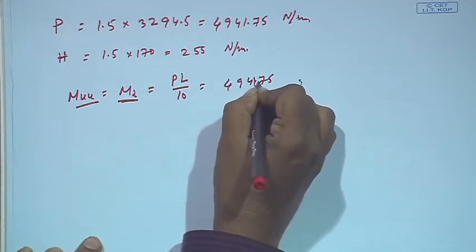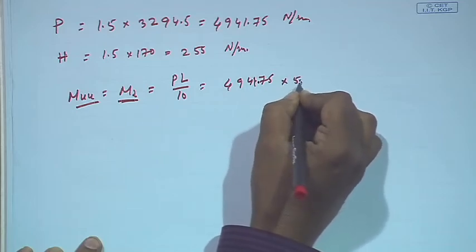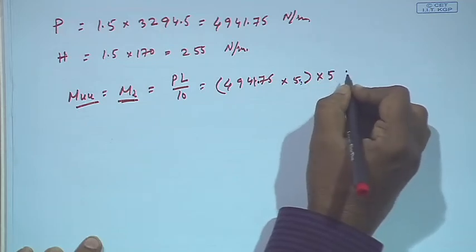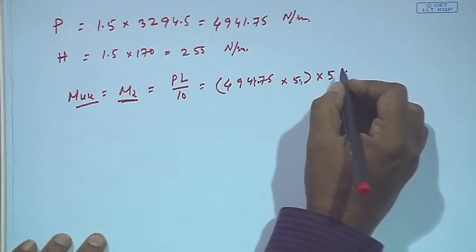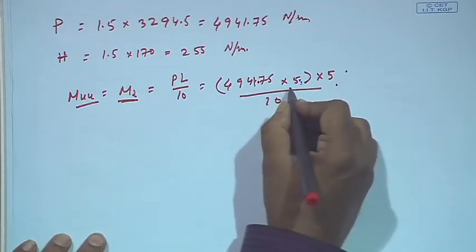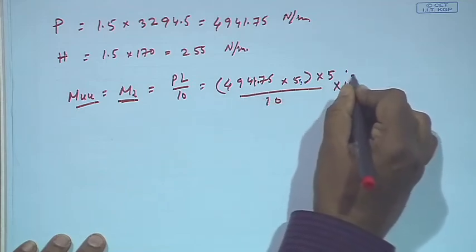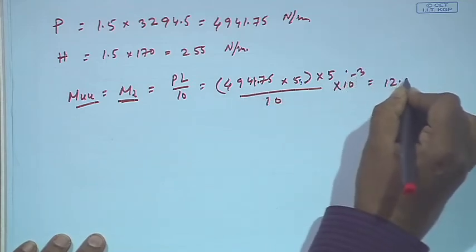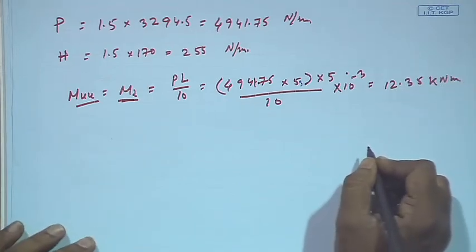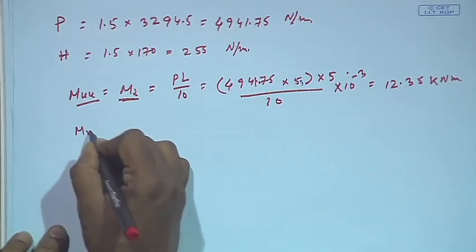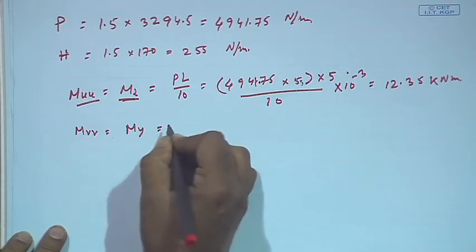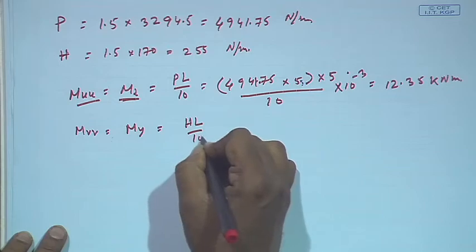That will be PL by 10, that means 4941.75 into 5, where P is the total load and the length L is 5 meter, by 10. This is in Newton meter; if we make it kilonewton meter, I can find 12.35 kilonewton meter. Similarly, MVV we can find out, that will be HL by 10.